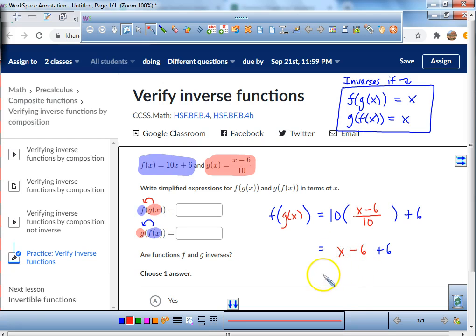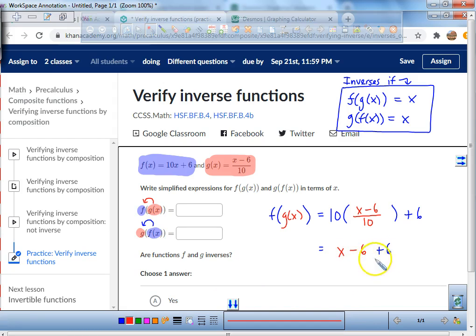Ooh, does anybody know what x minus 6 plus 6 is equal to? X, because a negative 6 plus 6 cancel out, you're left with x. Wait a second. So what, in our particular circumstance, did f of g of x actually equal? It equaled an x.